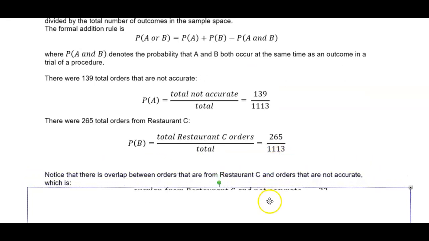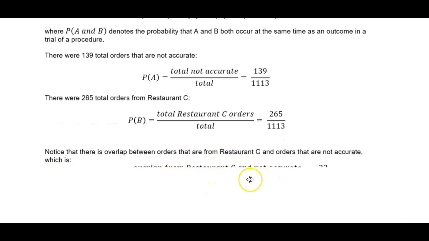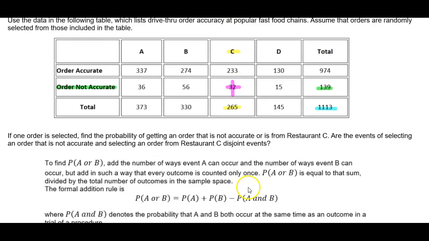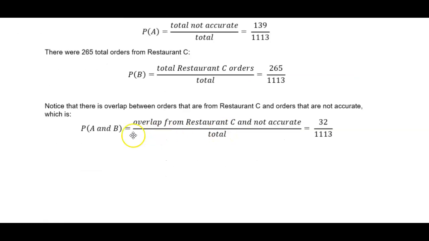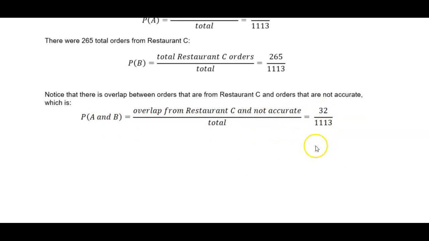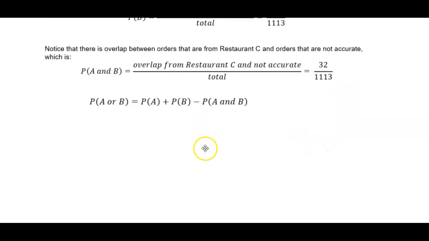Now notice that there is an overlap between orders that are from restaurant C and orders that are not accurate, which is the following value. It's 32. But let's take a look up here. You can see that we count it once with the column, we count it again with the row, so we can't count it twice. So therefore, the probability of A and B is the overlap from restaurant C and not accurate, which is 32 over 1,113.